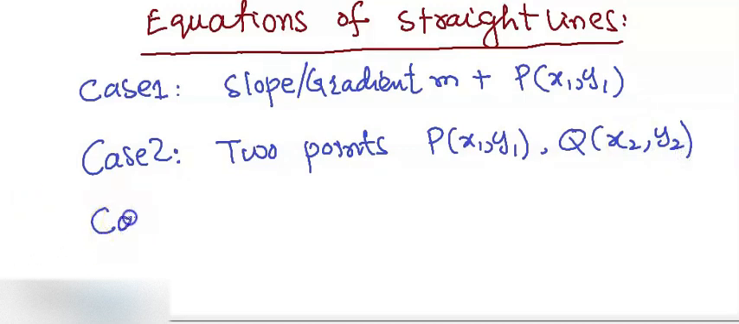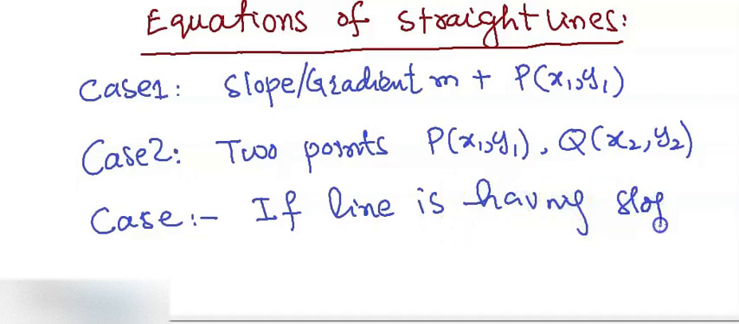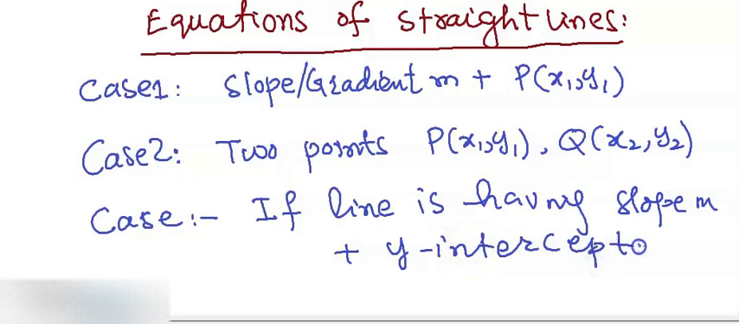And the third case will be if a line has slope m plus y-intercept. So if the y-intercept and slope are given, how to form the equation. So let's start with the first case, the basic case.